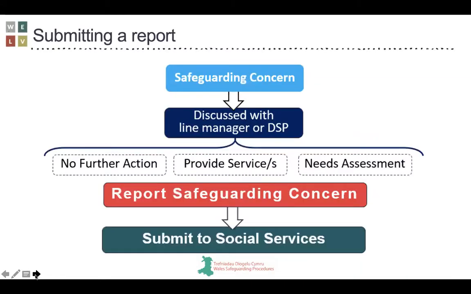So, a reminder of the stages that have been followed up to this point. The practitioner has identified and raised a safeguarding concern, discussed this with the line manager or designated safeguarding person. From this discussion has considered a number of options and has reached the conclusion that a report about safeguarding concerns needs to be made, and has subsequently been submitted to social services.